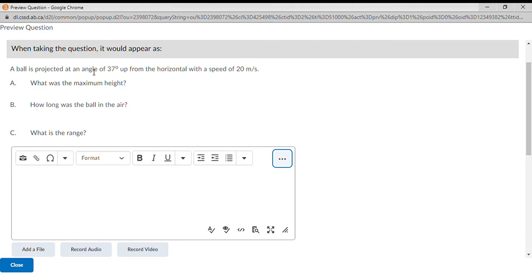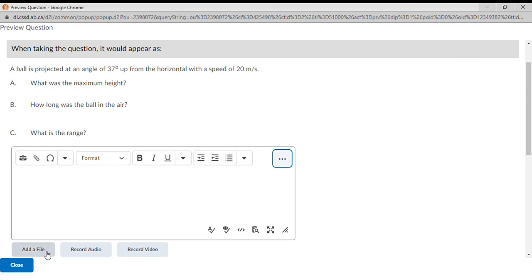A ball is projected at an angle of 37 degrees up from the horizontal with a speed of 20 meters per second. What is the maximum height? How long will it stay in the air? And what is the range? You have several options to answer those questions.